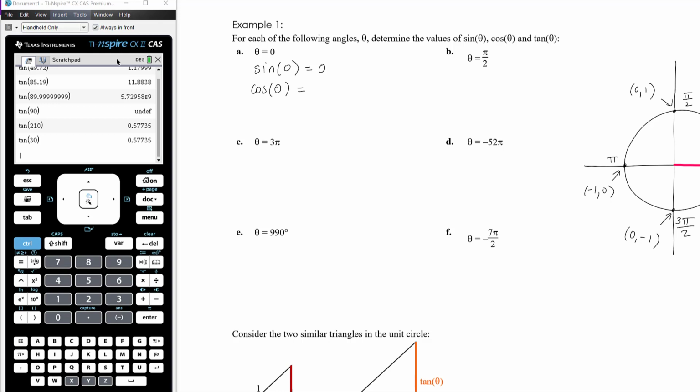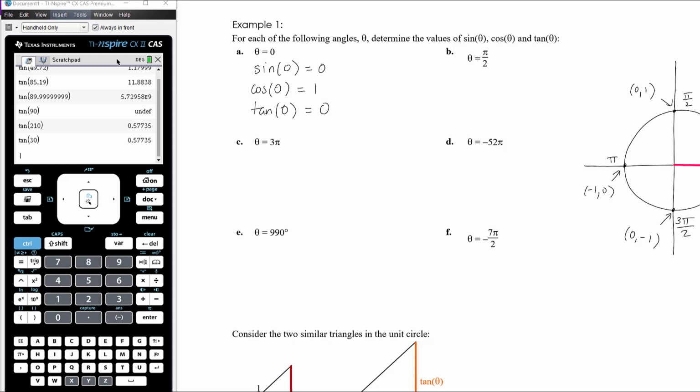Cos of 0, the x-coordinate at an angle of 0, is 1. And tan of 0, the y-coordinate on the tangent at an angle of 0, is also 0.